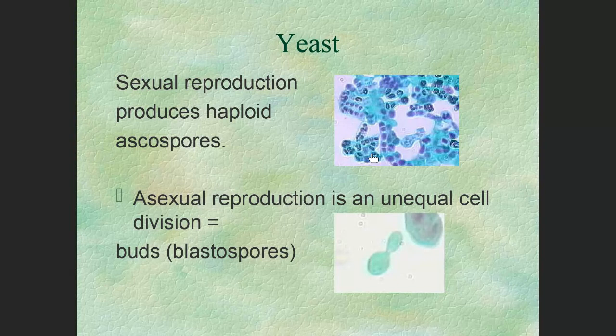But if the environment's wonderful, you don't need that diversity. You can just bud, right? So you can just clone yourself because there's no need for genetic diversity if everything is wonderful. But it's when things are not wonderful that yeasts and other fungi get together and exchange genes, right? They need to mix up those genes and create that variation.